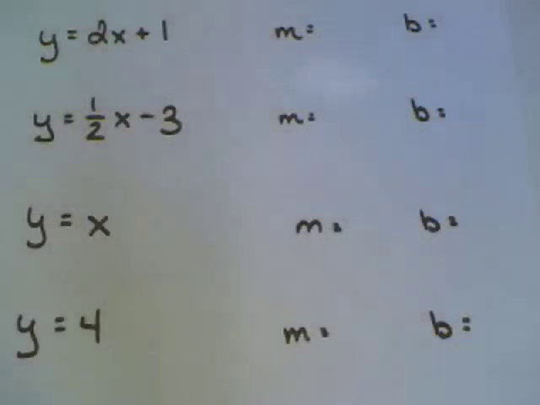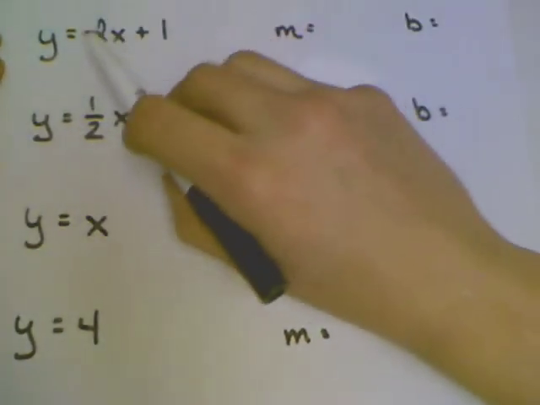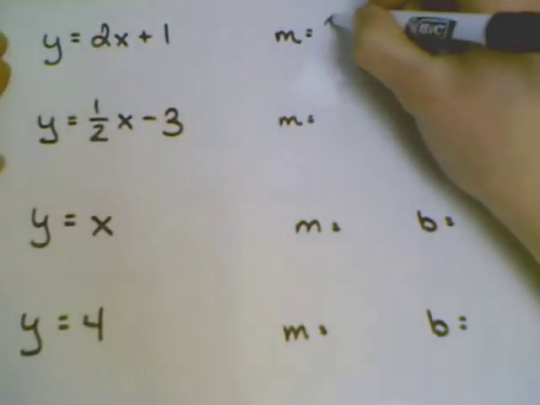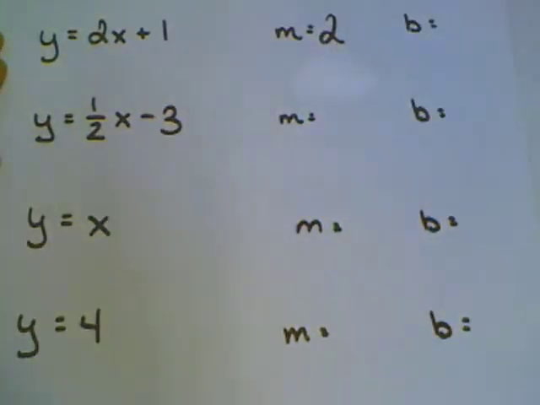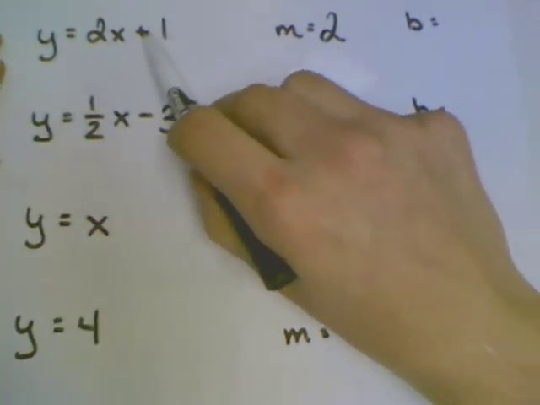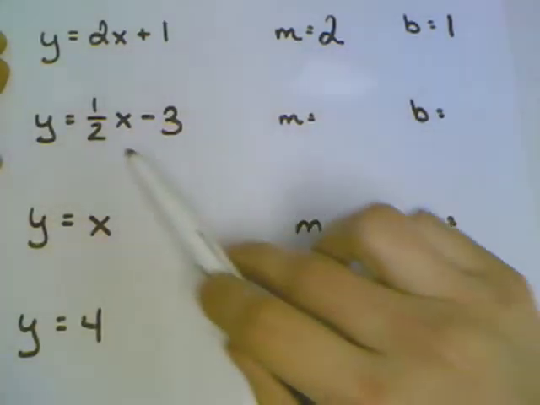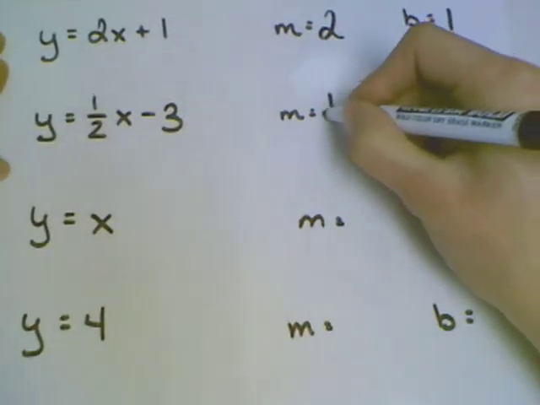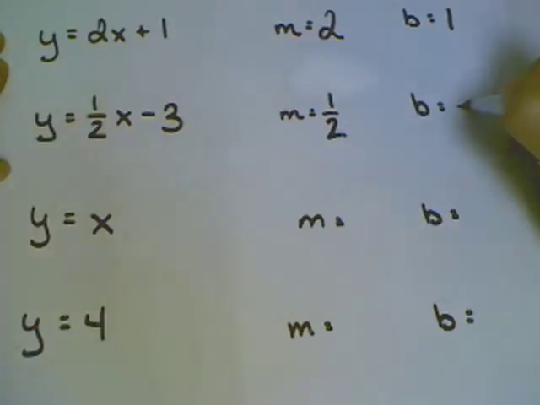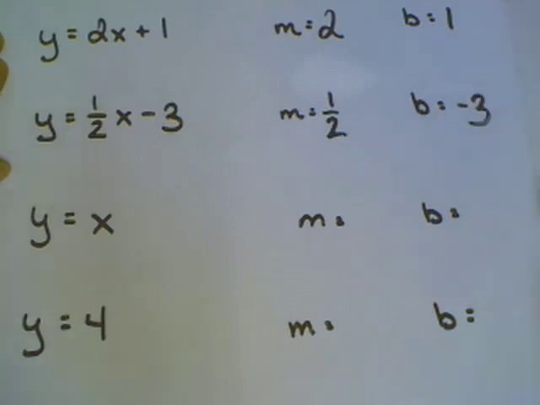Let's look at a few examples of equations written in slope-intercept form. Y equals 2x plus 1. Remember, the number in front of x is always the slope, so in this example, the slope is 2. The y-intercept is the number being added or subtracted at the end, so the y-intercept in this one is positive 1. If we look to the next example, the slope is 1/2, and the y-intercept is negative 3.